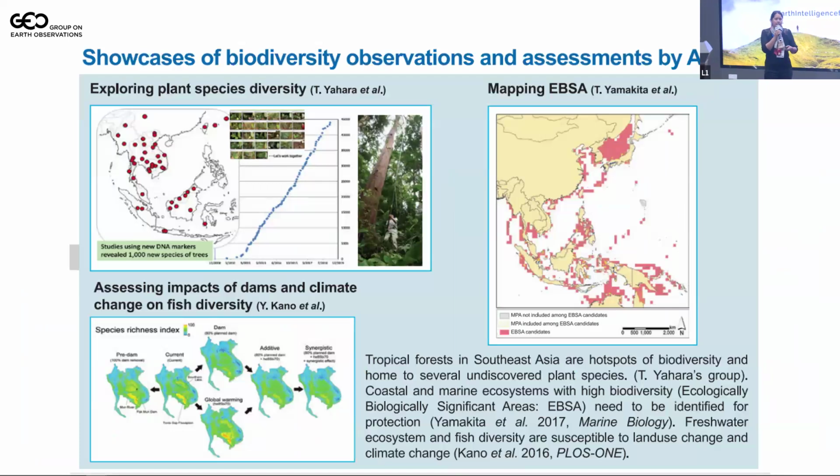Some of the glimpses of the research we are doing in this region: we are trying to explore plant species diversity, because in the Southeast Asia tropical region, many species, also in the Himalayas, are still not explored. So we are trying our best to promote the science, especially in situ data observation in plant diversity. We are also trying to map out ecologically and biologically significant areas across the region, and to assess the impacts of key drivers such as hydropower dams and climate change on biodiversity and ecosystem services.